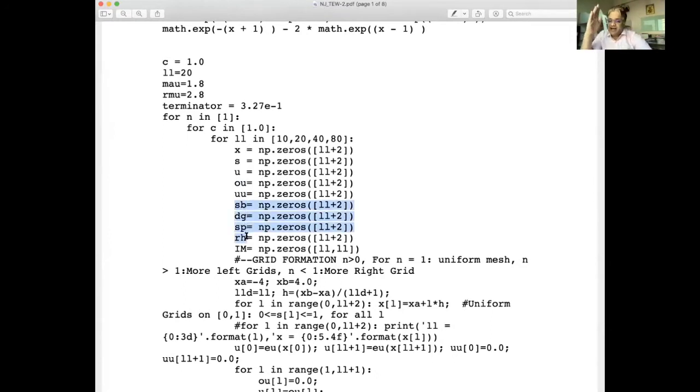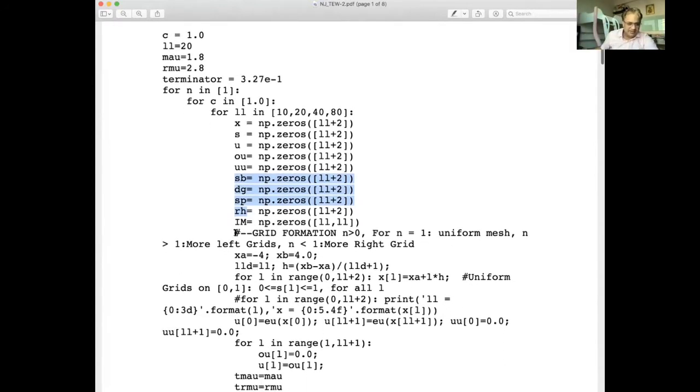Sub is the sub diagonal, DG is the main diagonal, sup is the super diagonal, and RH is the right hand side vector. I have written IM here, which is of no use for you, but this is two-dimensional: LL comma LL, a two-dimensional array which initially consists of 0, 0. I have used it to determine the condition number of the matrix, because please recall in the radial basis function I told you that one has to avoid singular computation.